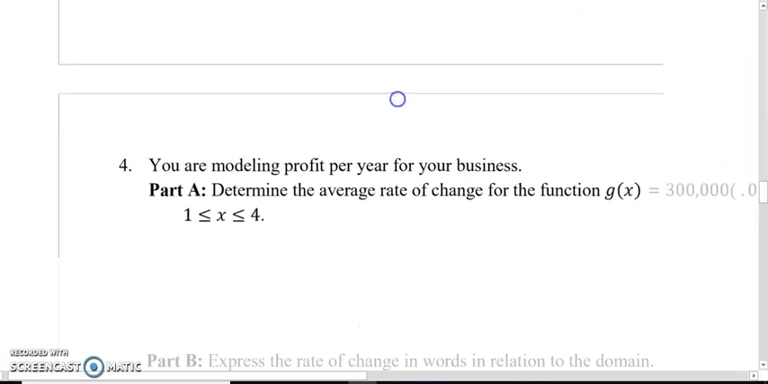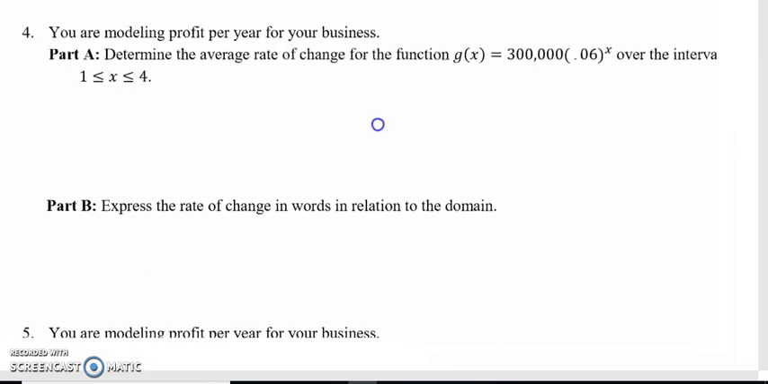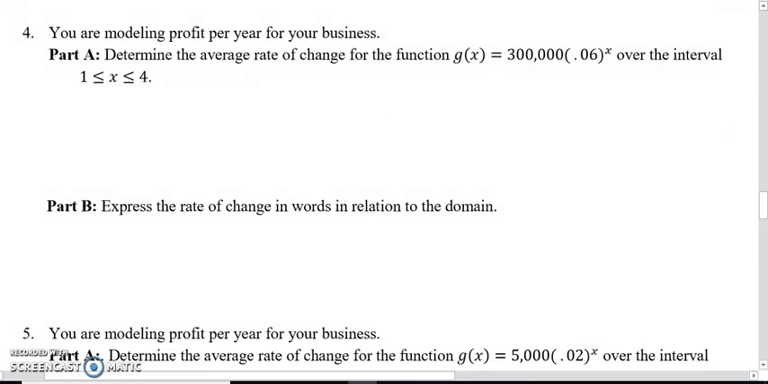Alright, so the next part of the problems is number 4, which is on the next page. You are modeling profit per year for your business. Part A, determine the average rate of change for the function g of x equals 300,000 parentheses 0.06 to the x power over the interval 1 less than or equal to x less than or equal to 4. So we worked on these types of problems for target A, where they want you to solve for two numbers, in this case for x equals 1 and for x equals 4.